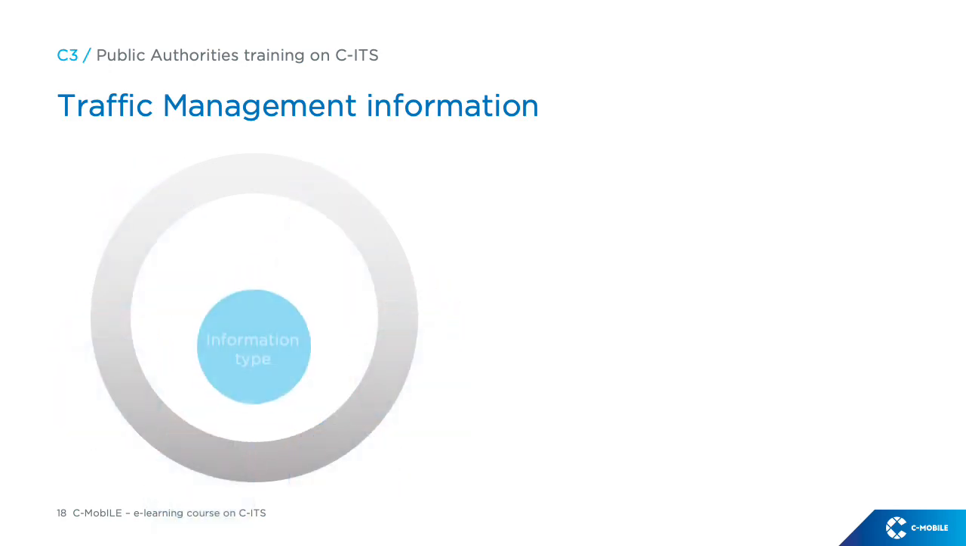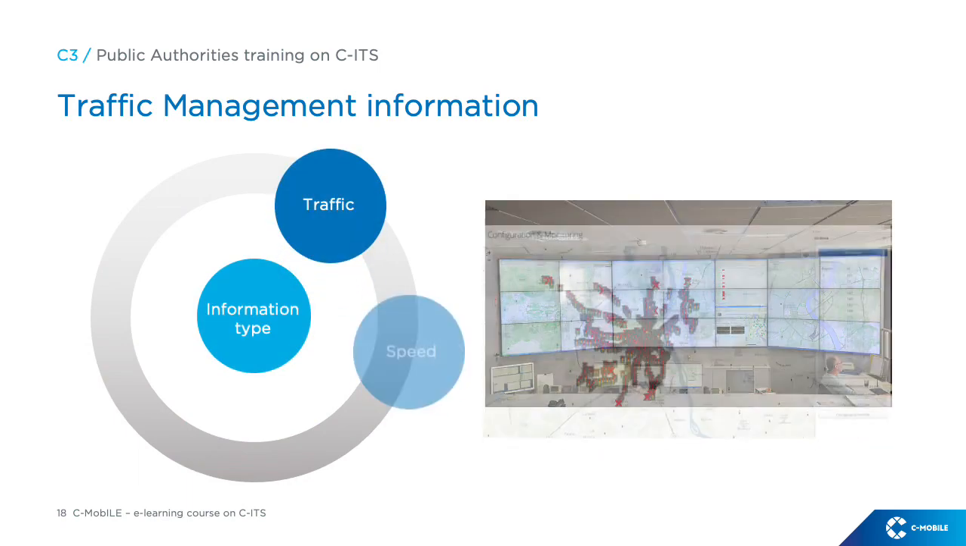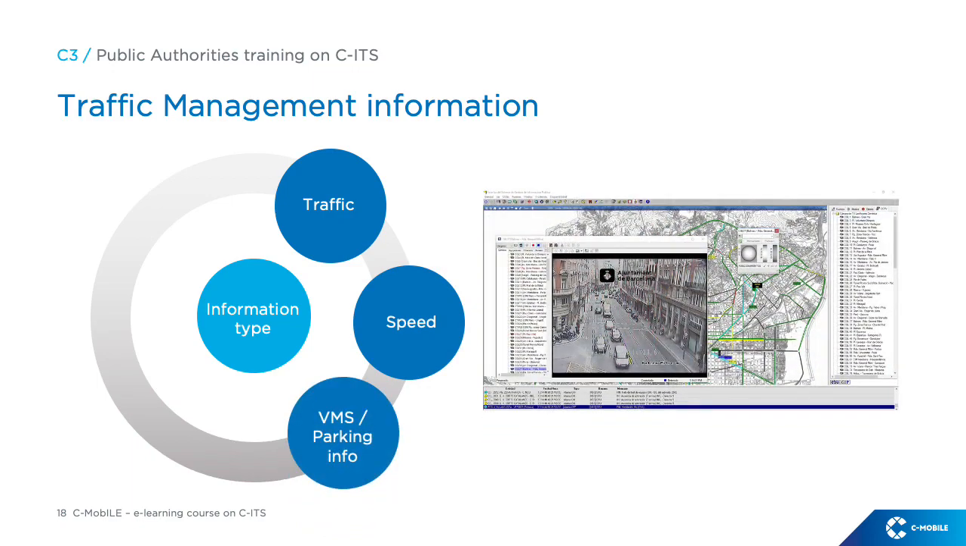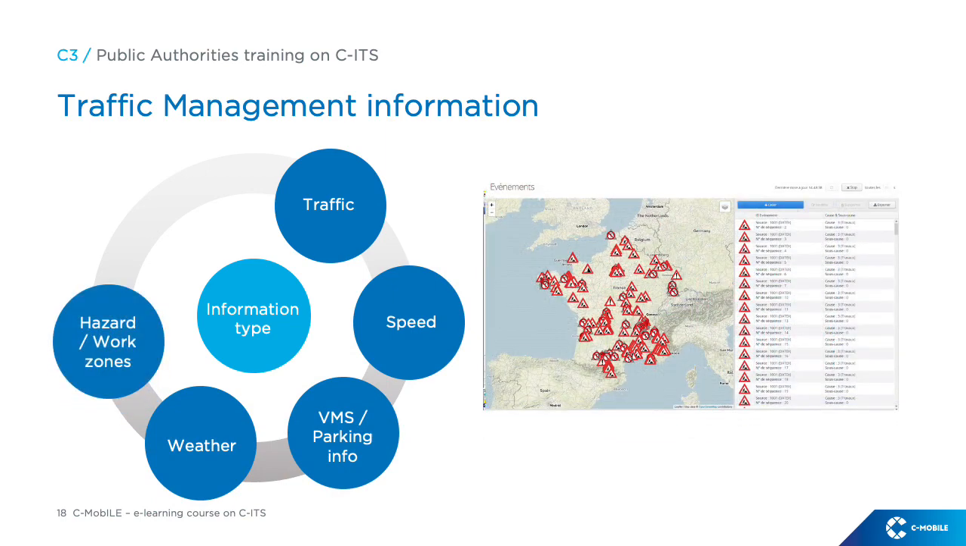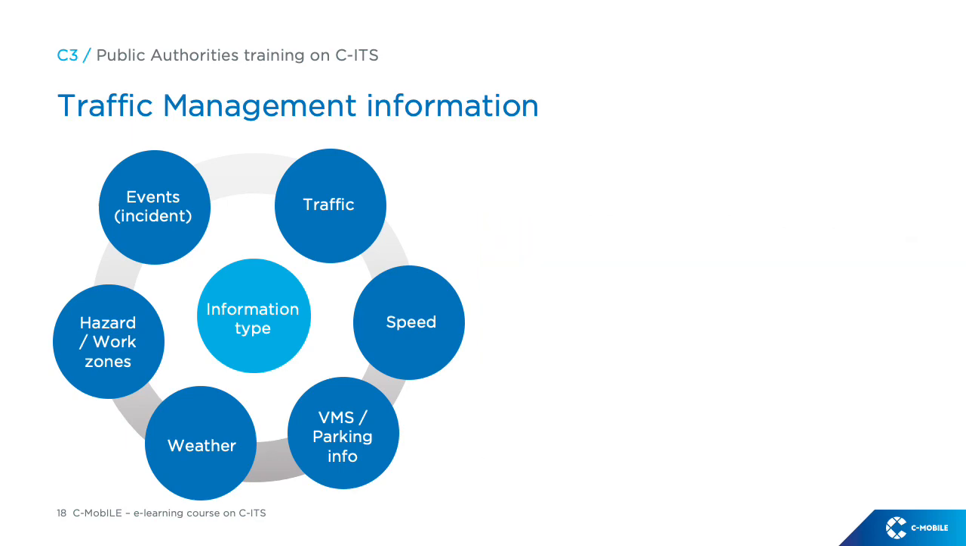Such information includes road and traffic conditions, speed advices and limits, variable message signs, including parking information, weather conditions, hazard zones, such as work zones, other road events, either unforeseeable or planned, such as accidents, lane closures, strikes, demonstrations, major public events, holiday traffic peaks, or other capacity overload.